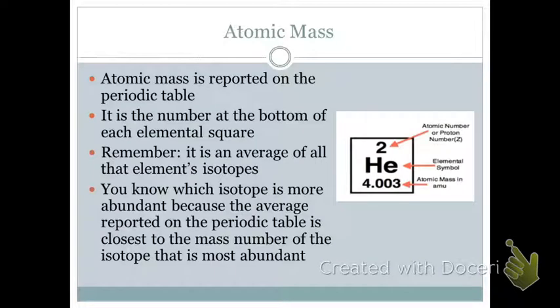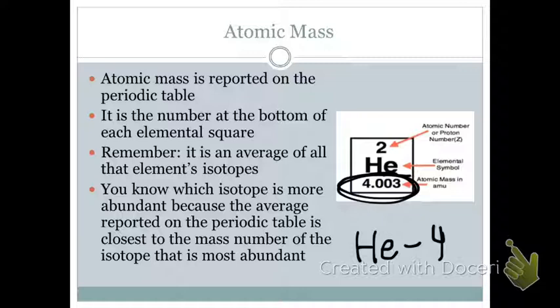So like I was saying, atomic mass is on the bottom of the periodic table. It is the number that you find right here. It's almost never a whole number. The ones that are whole numbers were not naturally found. They were man-made. All other ones that you find in nature have decimals because they're averages. You're going to know which one's more abundant by looking at the mass number, or by looking at the atomic mass and rounding it. So helium-4 must be the most popular isotope of helium because it's closest to the atomic mass.